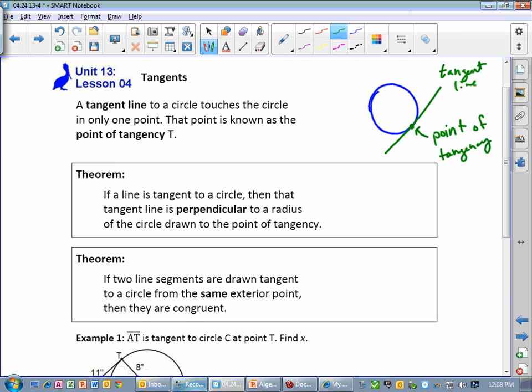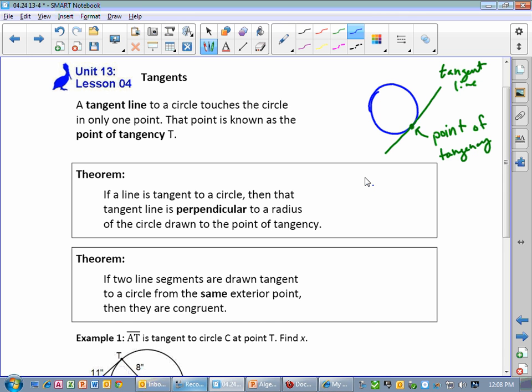So we've got our tangent line. It touches the circle in exactly one point. And we have the point of tangency, which is the point where the tangent line touches the circle. Okay? There's two theorems that deal with tangent lines. The first one says if a line is tangent to a circle, then that tangent line is perpendicular to a radius of the circle drawn to the point of tangency.